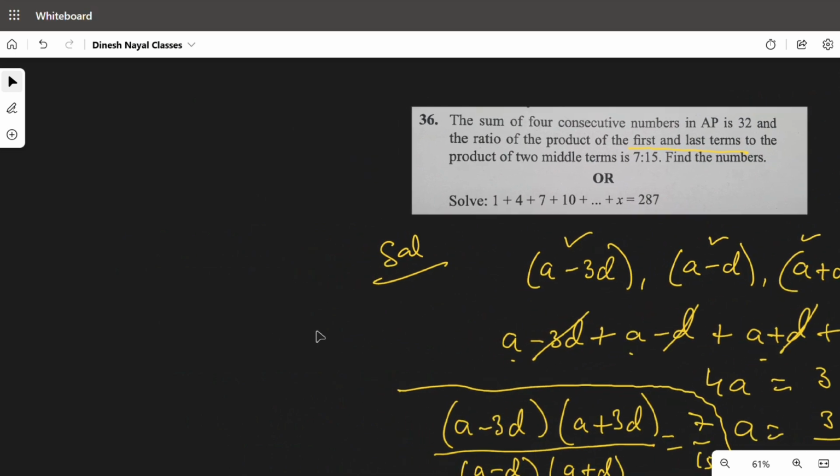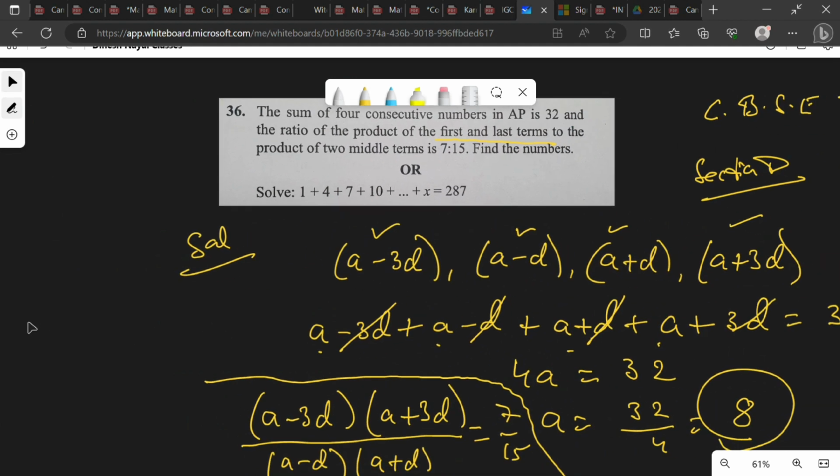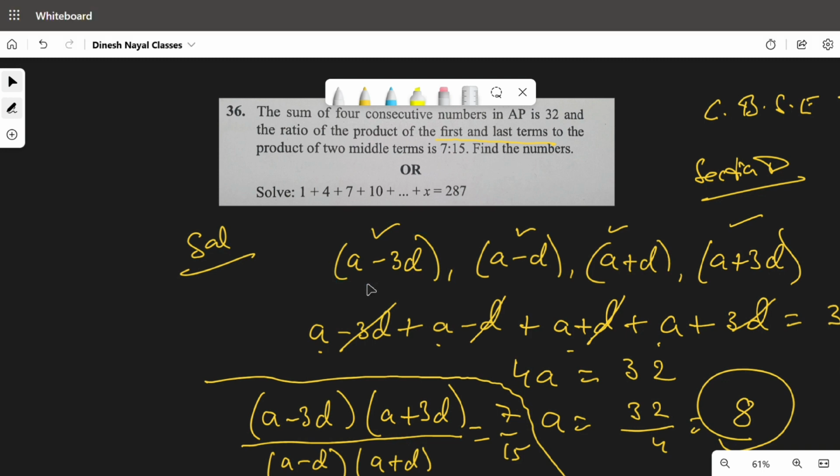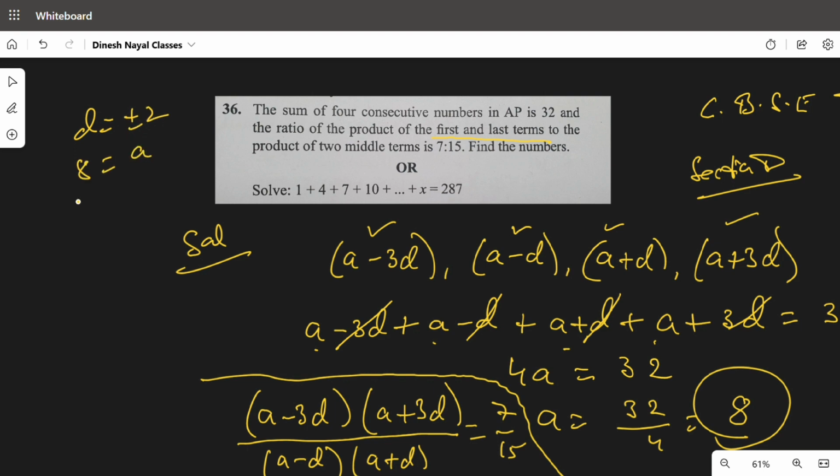You can write it over here. Okay, so the numbers are a minus 3d, a minus d, a plus d, a plus 3d. We substitute. First of all, we take 2 because d is plus minus 2 and a is 8. So a, 8 minus 3d.